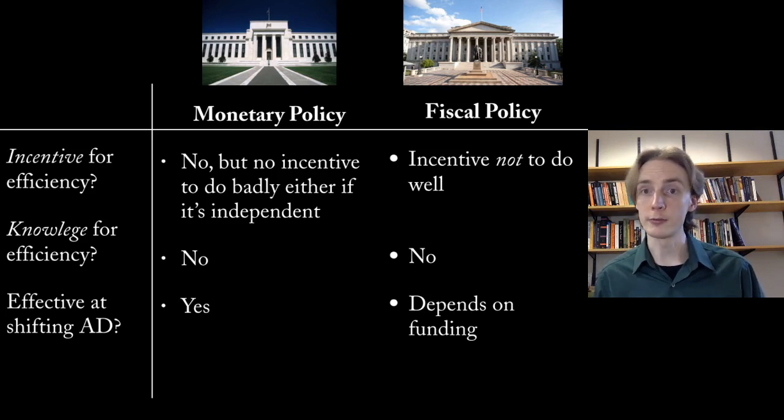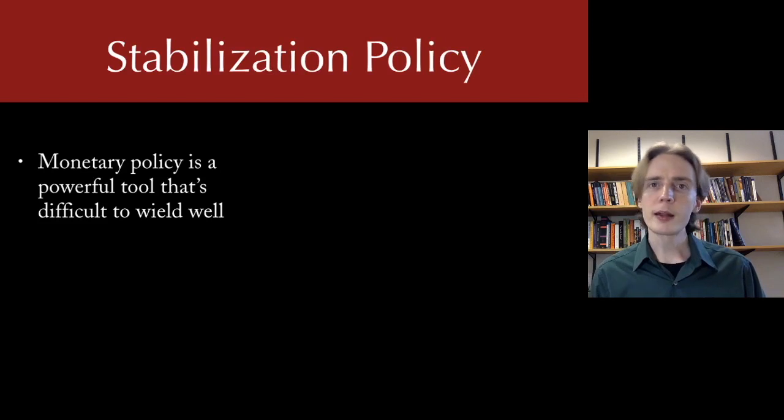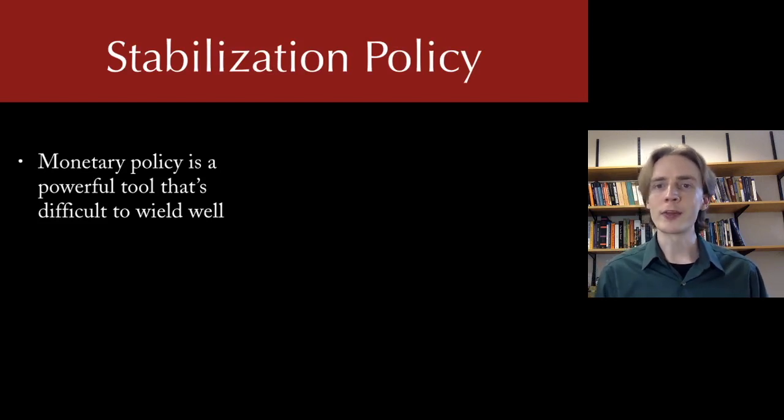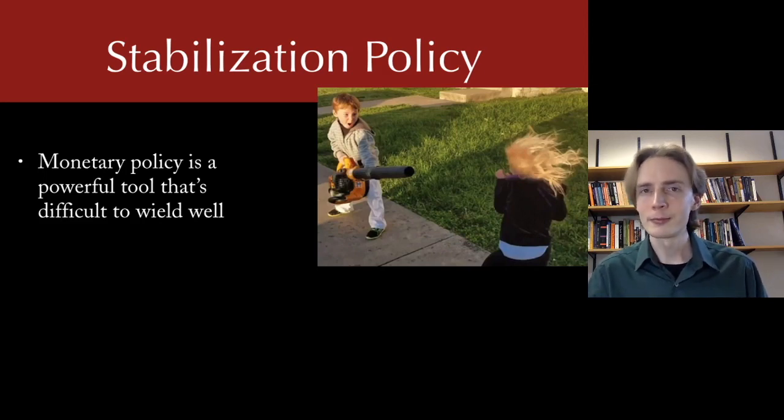So in conclusion, you can think of monetary policy as a very powerful tool that's difficult to wield well. Right? This kid has a snowblower, he's kind of small, and it's hard for him to aim it correctly. And maybe he just wants to annoy his sister anyway.